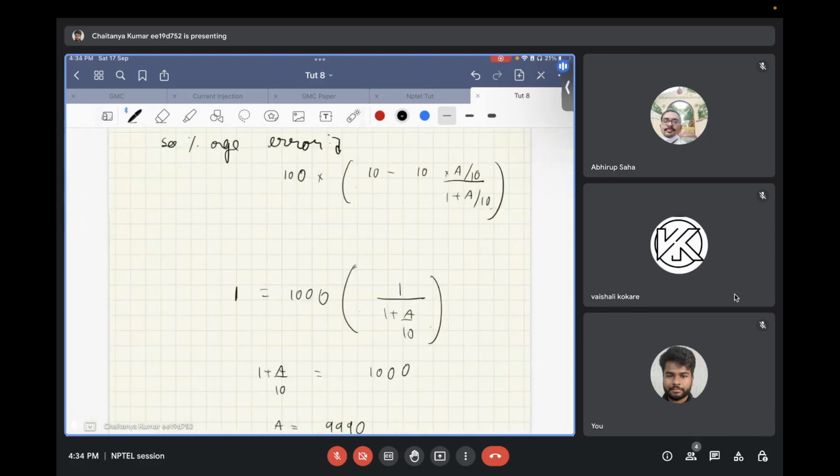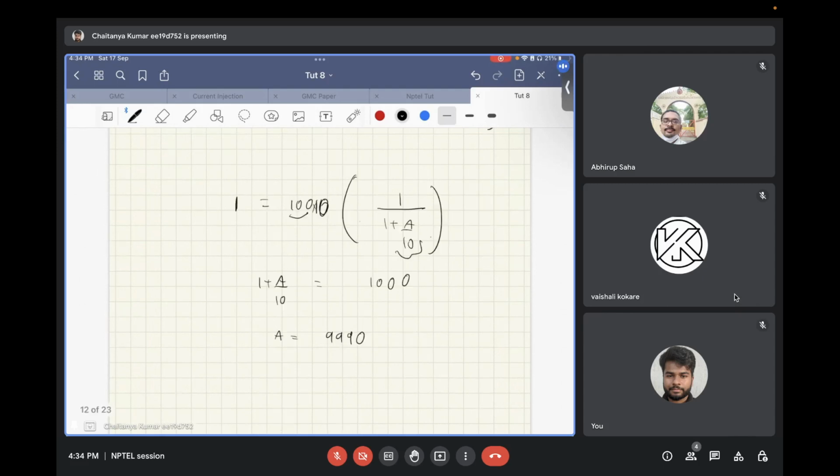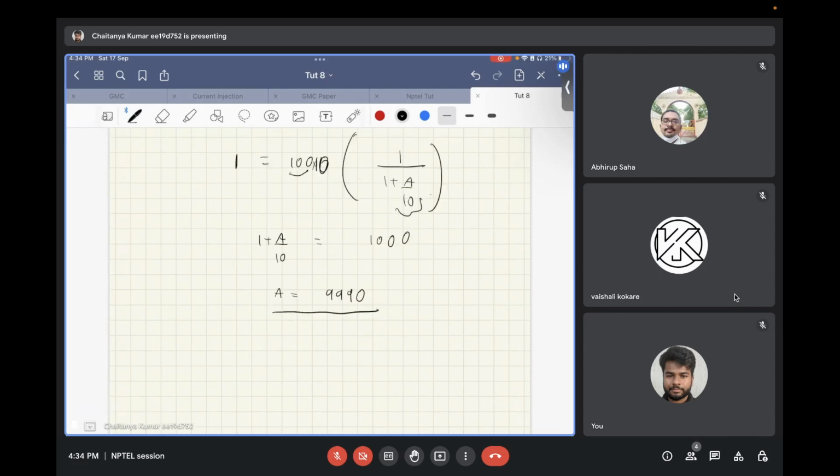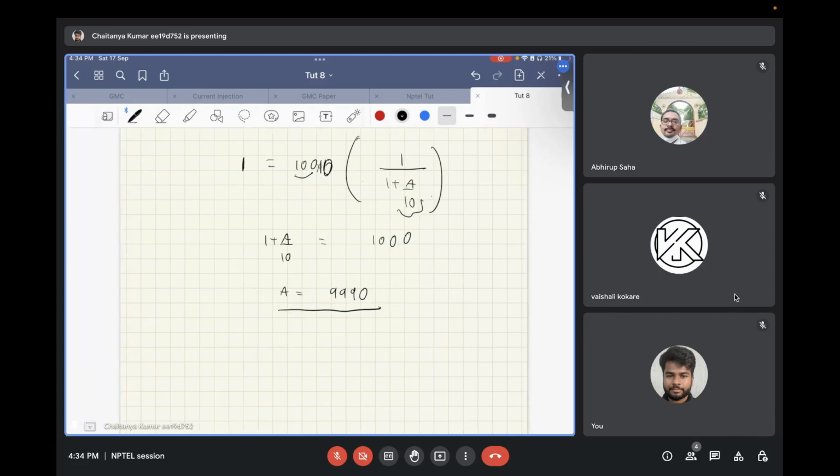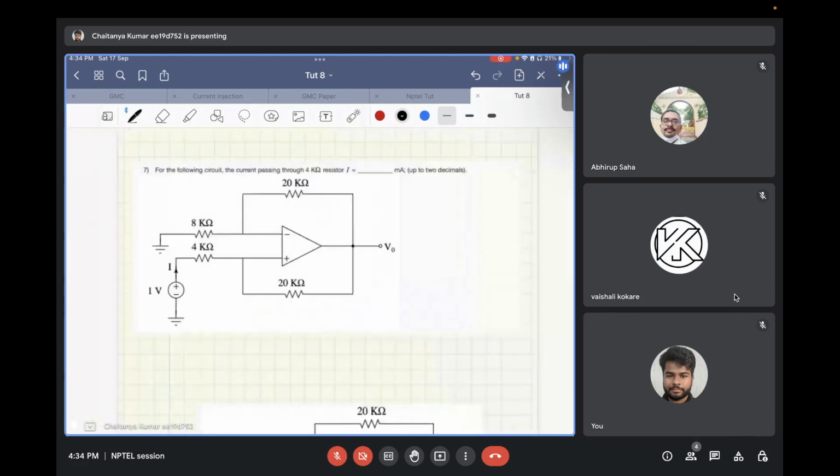Once you have this real transfer function, the percentage error in terms of the gain of the op-amp can be written as 100 times the ideal gain divided by 1 plus A by 10, that is the loop gain. On simplifying it, you get A as 9,990. Any doubt in this? Okay, so let's move to the next question.